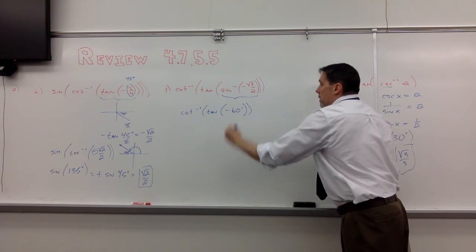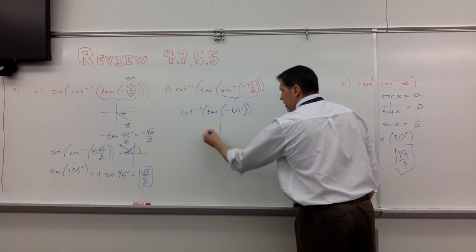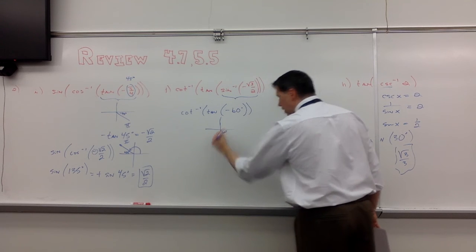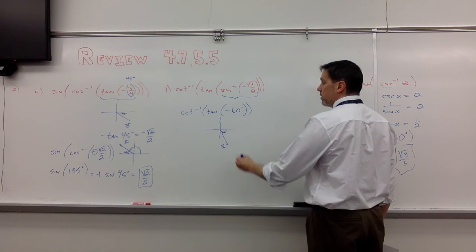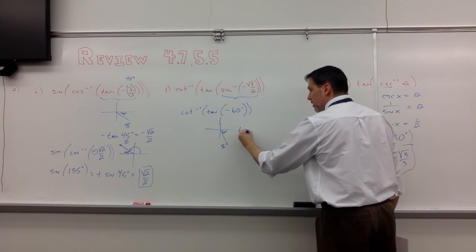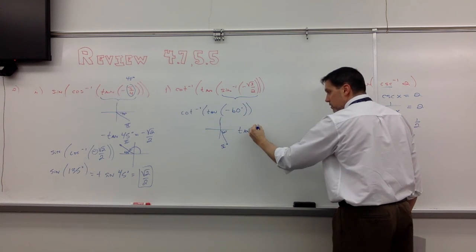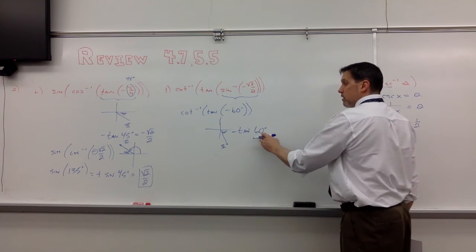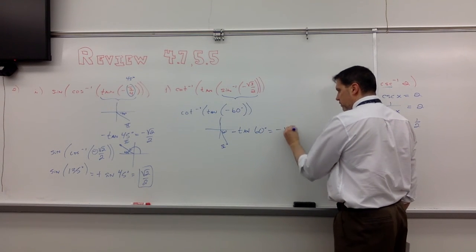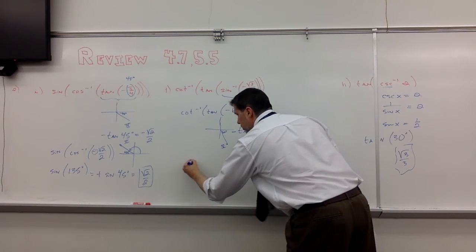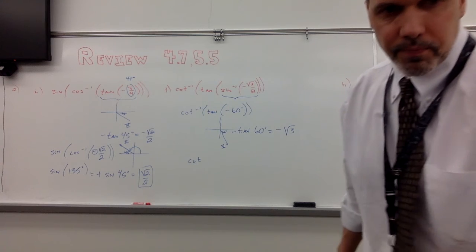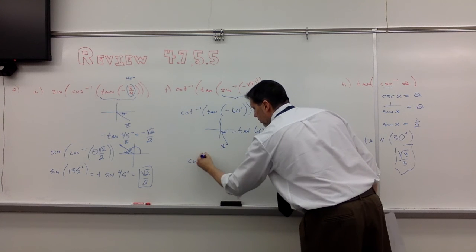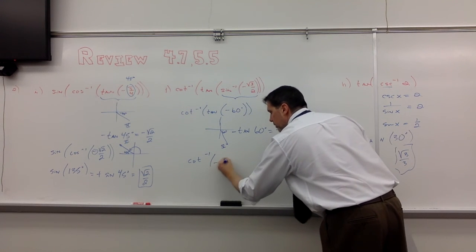Sorry about that. All right, the tangent of negative 60, again, picture, puts us in quadrant 4 again. Reference of 60, so the tangent of negative 60 is the same thing as the tangent of 60, but you're in quadrant 4 where tangent is negative. The tangent of 60 is the square root of 3, so this will be negative square root of 3. And then finally, what is cotangent inverse? Cotangent inverse of negative square root of 3.